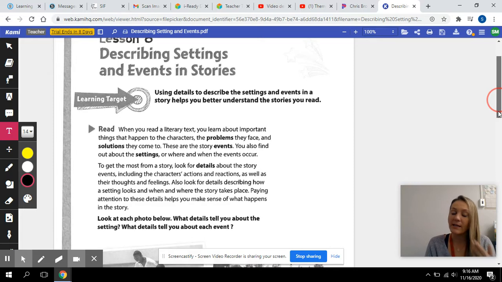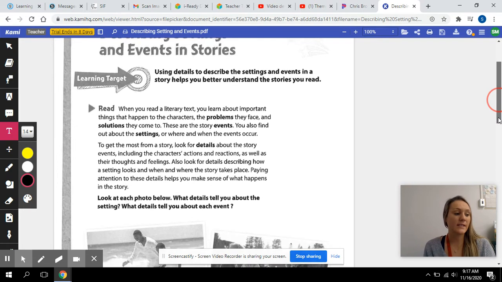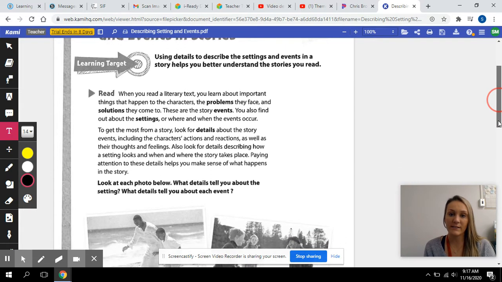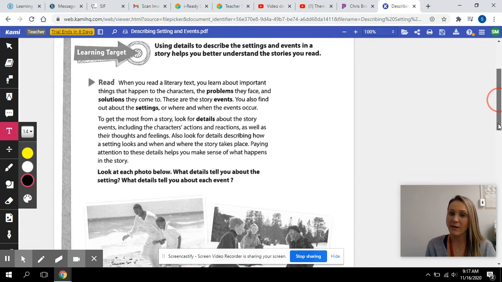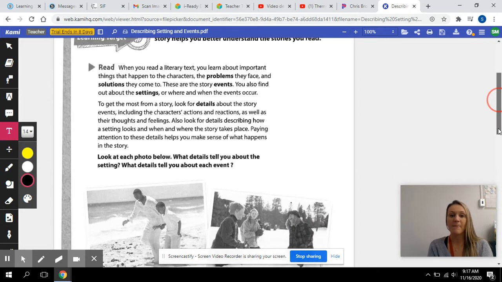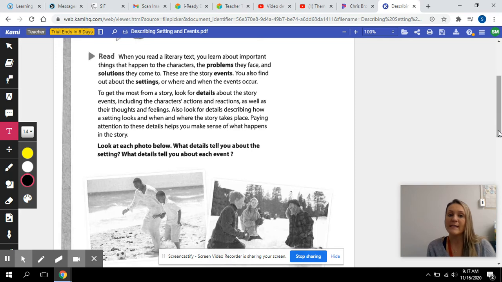Lesson 8, describing settings and events and stories. Using details to describe the settings and events in a story helps you better understand the stories you read. When you read a literary text, you learn about important things that happen in characters, the problems they face, and solutions they come to. These are the story events. You also find out about settings or where the events occur.